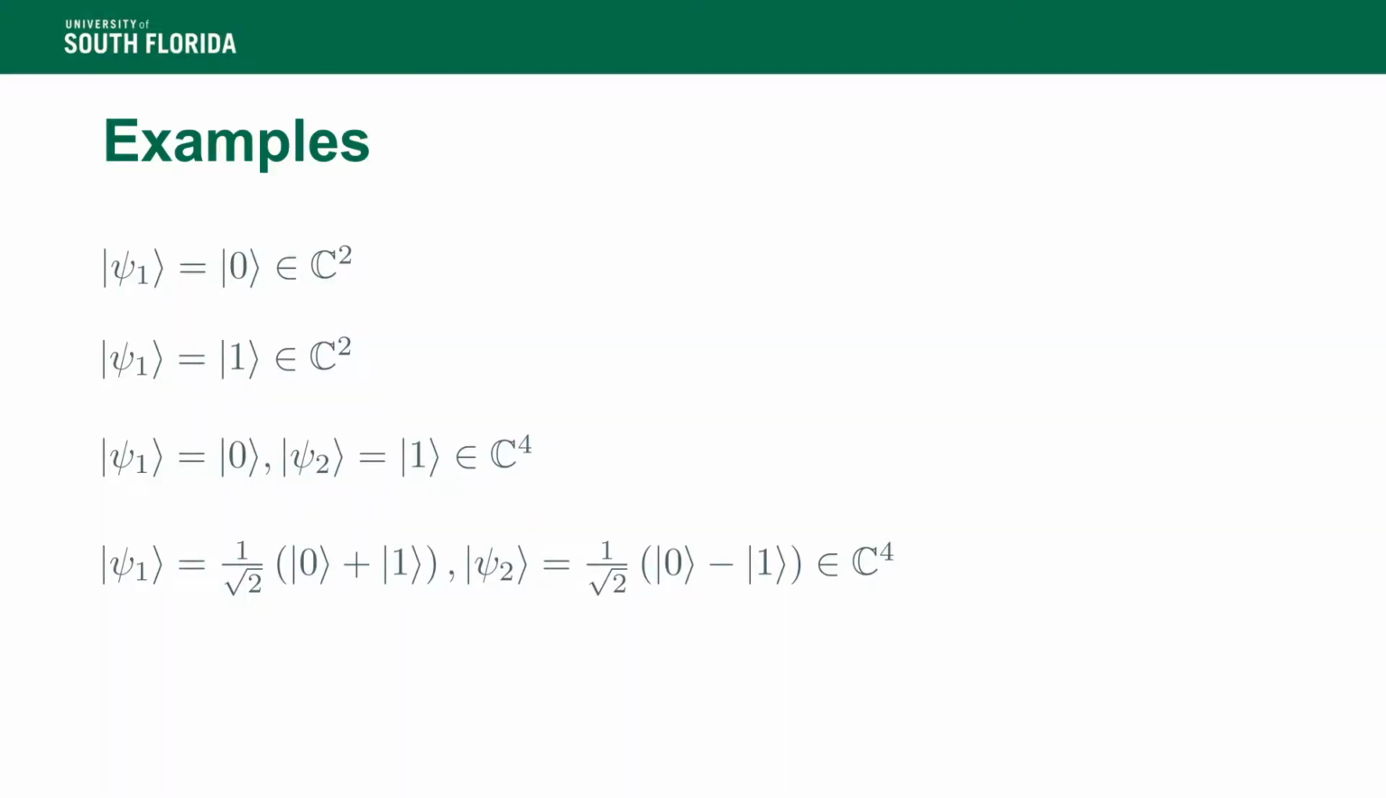Now, let's see how it works on a few examples. If we have our space generated by just the first vector of the canonical basis of C^2, then what we're doing is mapping x, which is x0 |0> plus x1 |1>, to the vector x0 |0>. Now, with the second vector, this maps x to x1 |1>.